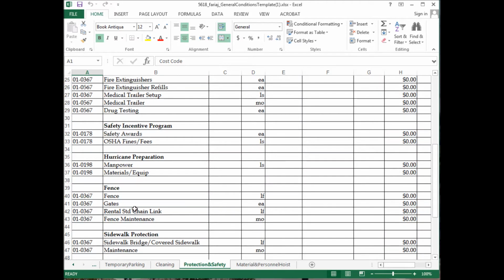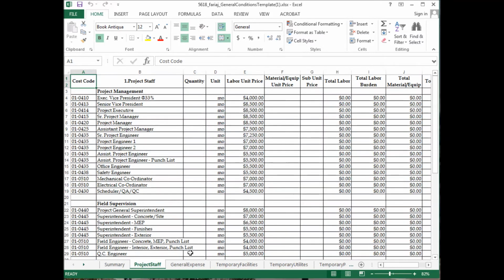For example, here we see a rental of standard chain link. This is the fence that surrounds the project to prevent outside people from getting inside the project. So we've seen in the beginning videos how to estimate the length of that chain link. We basically look forward on each one of these points.